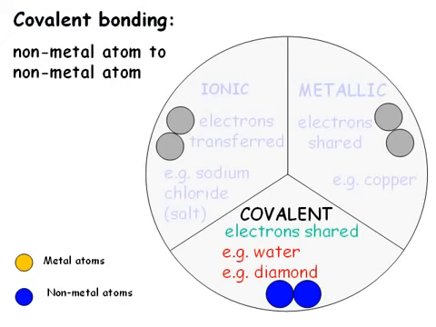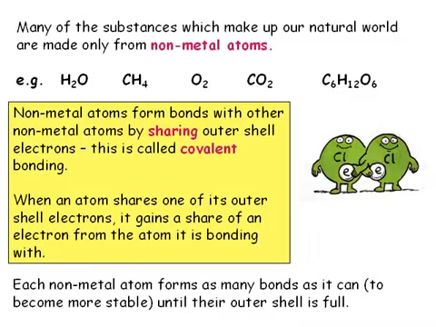Now we turn our attention to covalent bonds formed between non-metal atoms by sharing electrons. Molecules with covalent bonds are very common in our world. The water we drink and the air we breathe contain atoms covalently bonded together. The key idea here is that an atom can gain a share of an additional electron from another atom by sharing one of its own. Non-metals will share electrons in this way until their outer shell is full.